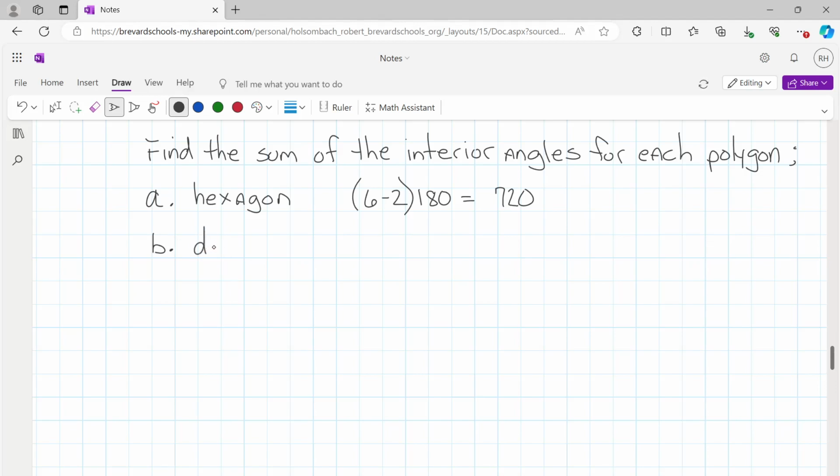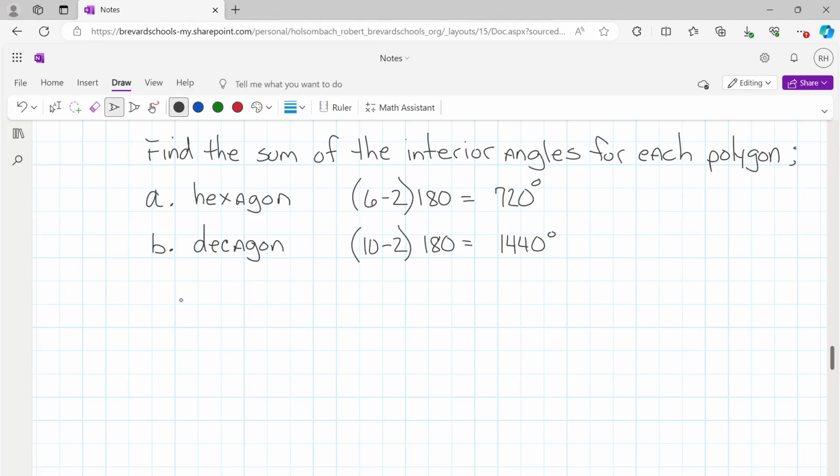Decagon? All right, you can look at your table, or does anybody remember how many sides a decagon has? 10, so we take 10 minus 2 and multiply it by 180. So 8 times 180. 1,440. All right, that's the sum of all of the interior angles of each of these shapes.